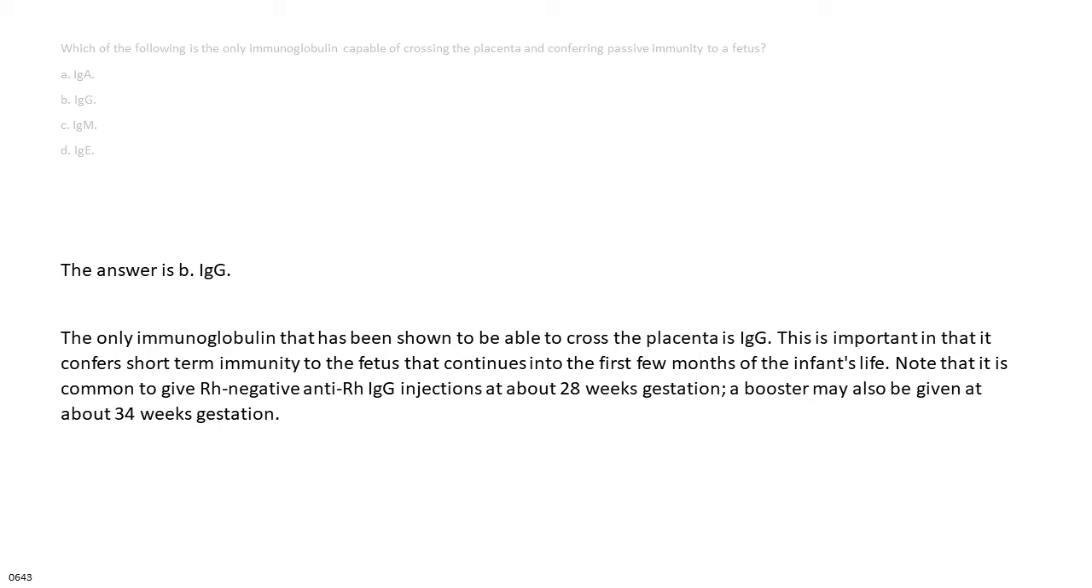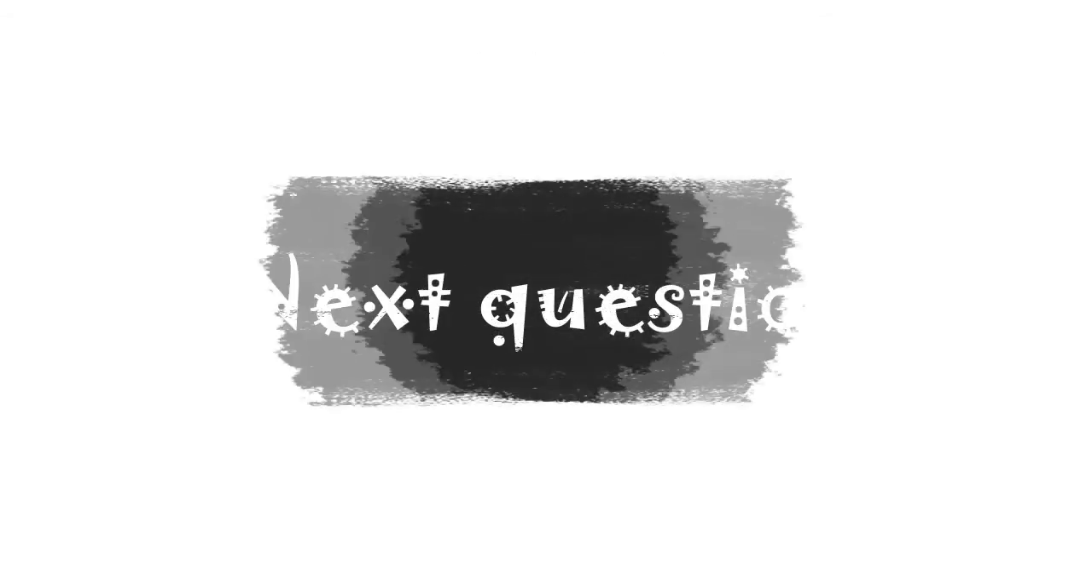This is important in that it confers short-term immunity to the fetus that continues into the first few months of the infant's life. Note that it is common to give Rh-negative mothers anti-Rh IgG injections at about 28 weeks gestation. A booster may also be given at about 34 weeks gestation.